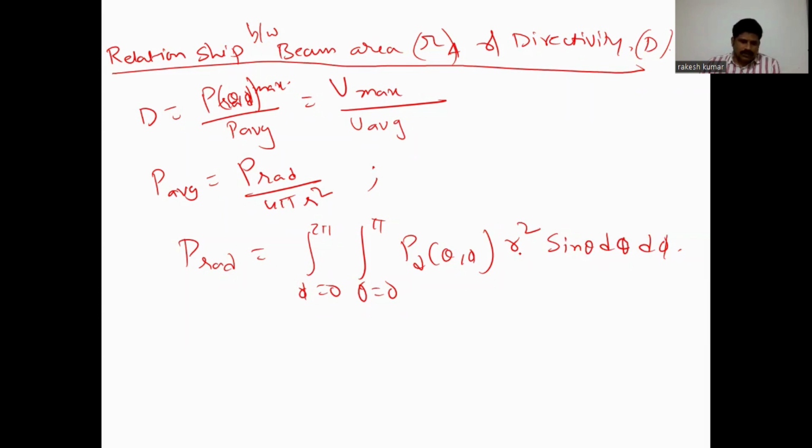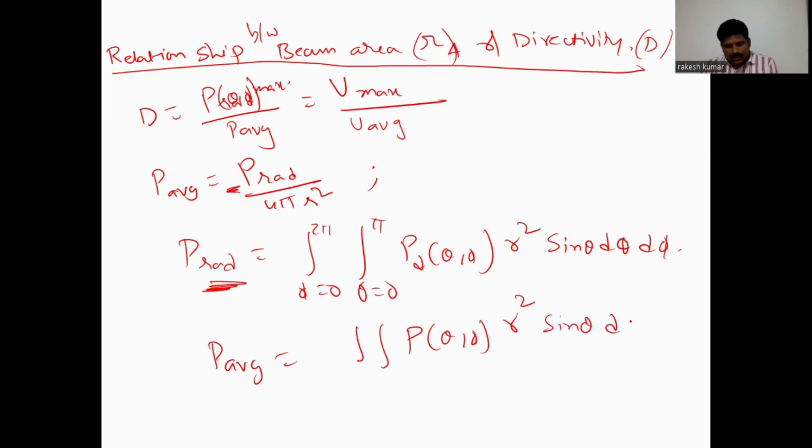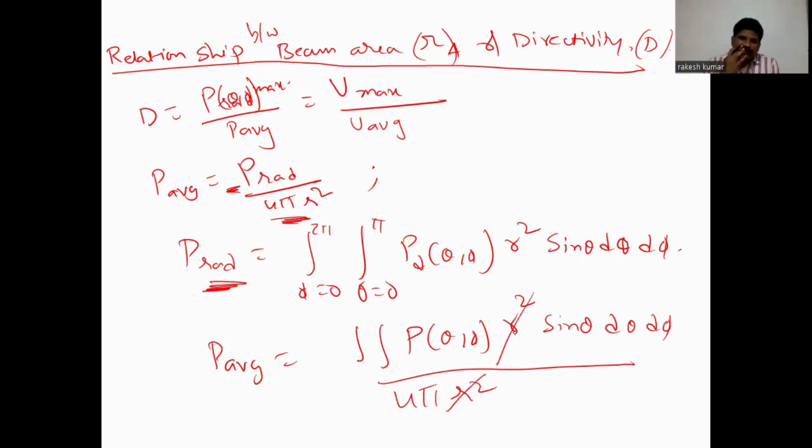So from this expression, P radiated is equal to this. From this, what is the formula for P average? P average is equal to P radiated by 4 pi R square, where P radiated is this expression. So it is simply the double integral of P of theta comma phi into R square into sin theta d theta d phi, divided by 4 pi R square. Since here no R component is there, I can cancel this.